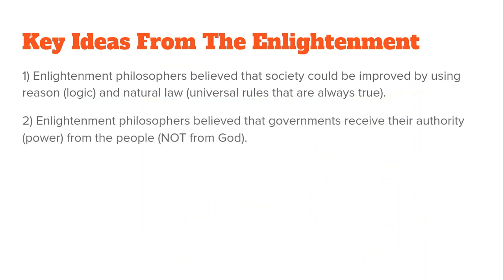Also, the Enlightenment philosophers believed that authority doesn't come from an absolute monarch, it doesn't come from one person, it doesn't come from God or a divine source, but it comes from the people. All right. Now, you might be thinking, well, of course, Mr. Griggs, that's how we live our lives today, right?